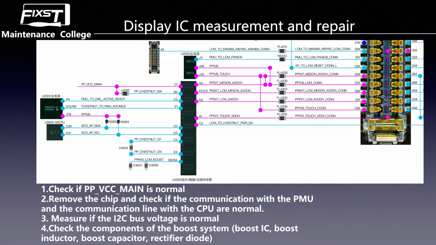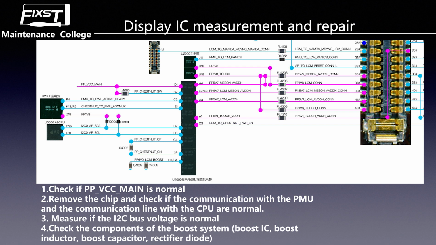Okay, now we're talking about the display power IC, how to measure, test and repair. After we find out the display power IC is not working normally, first we need to test whether its power is good or not. Where is its power? Its power is PP-VCC-MAIN. So the first step is to check whether the PP-VCC-MAIN level of the power is normal or not. If the PP-VCC-MAIN power is okay, we need to test whether this IC itself has a problem or not.